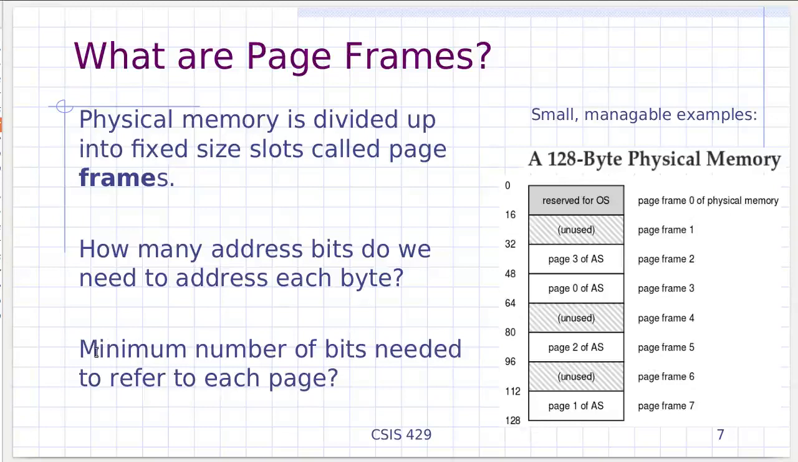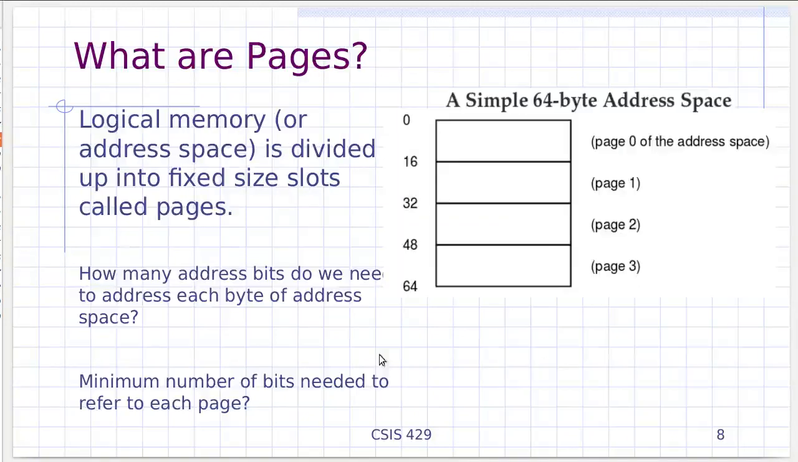So we might ask also, how many bits do we need to refer to each page? Well, it turns out if you're talking page frames, then we know the answer. It's 3 bits because there's 8 page frames. You need 3 bits to be able to address 8 things. However, if you say page, that means you're referring to virtual memory. So let's take a look at virtual memory first.